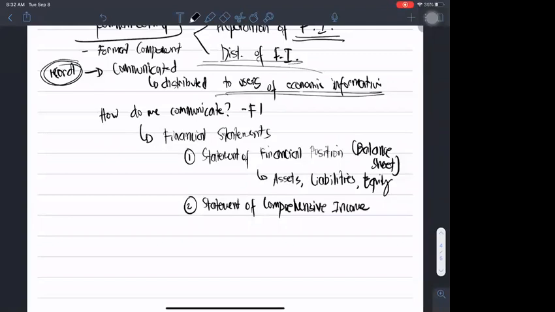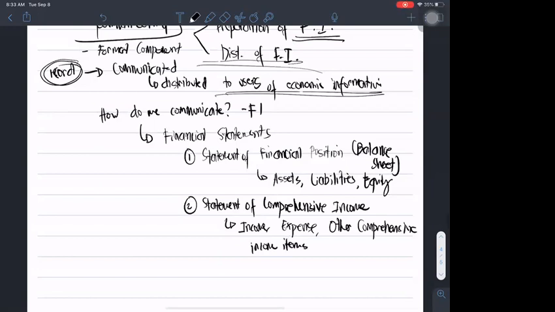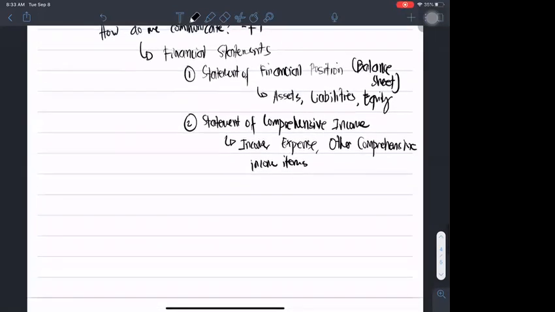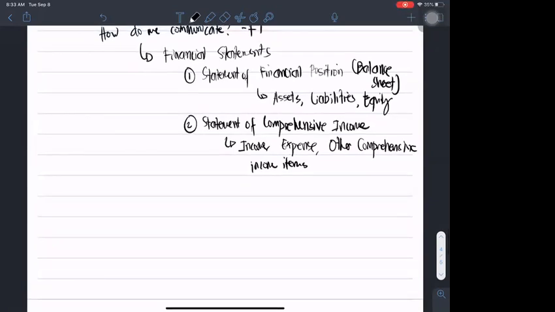Your statement of comprehensive income shows your income, expense, and other comprehensive income items. So your financial statements, first, we have your statement of financial position. Next, we have your statement of comprehensive income, which is composed of your income, expense, and other comprehensive income items. Your statement of comprehensive income can be presented in two other financial statements.